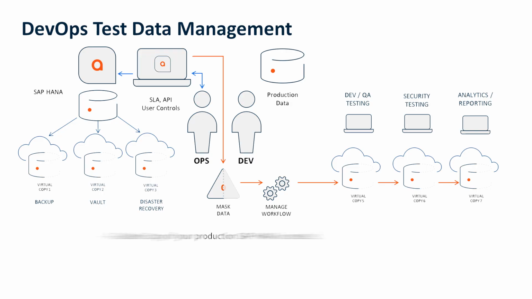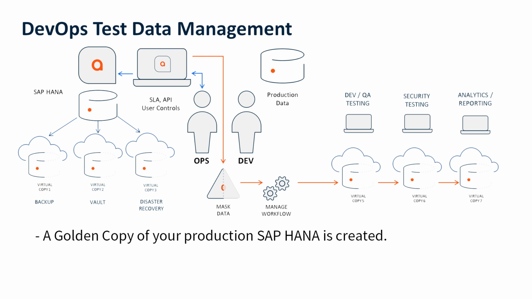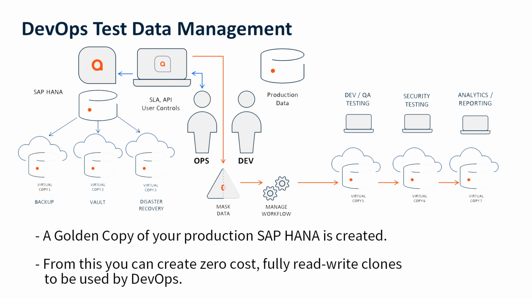One big advantage is the cost savings, since you are creating a virtual copy of your environment and not using any storage resources except changes made by your DevOps teams. For a DevOps test environment, a golden copy, i.e. a backup of your production SAP HANA, is created. From the golden copy, you can create zero-cost, fully read-write clones to be used by DevOps. The only incremental cost comes from any changes made by the DevOps team.